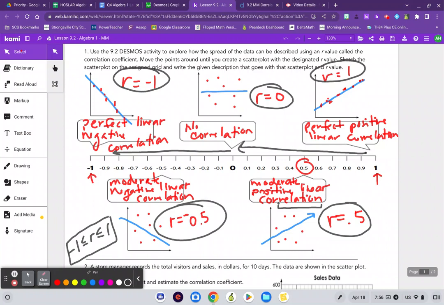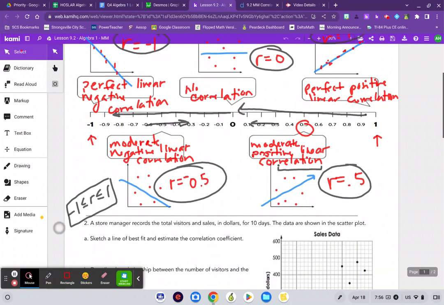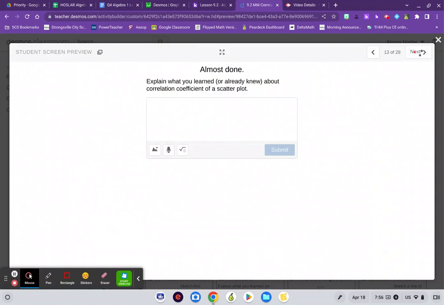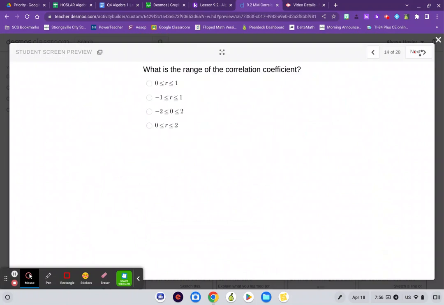And these R values, again, are used to describe how close the data points are to the line. The closer to the line, the closer to 1 or -1 that R value is going to be. The further from the line that those data points are, that means I'm moving in towards 0. Okay? All right, let's take a look at another idea. So your job then is to finish this Desmos. Okay, so you're going to work through this Desmos.